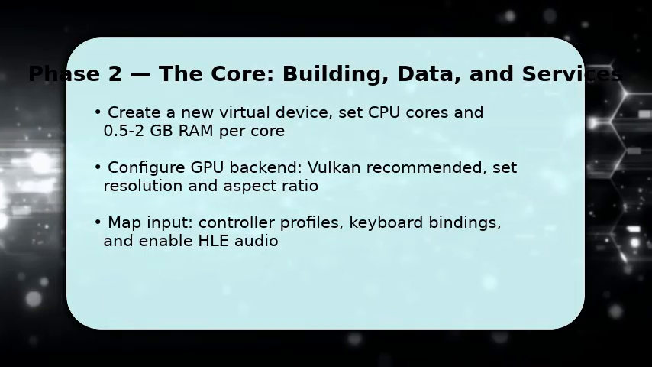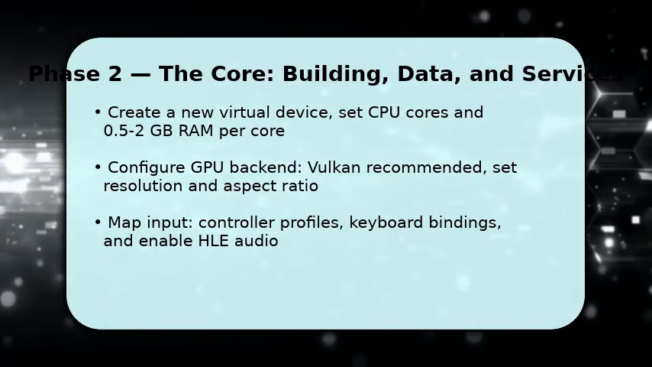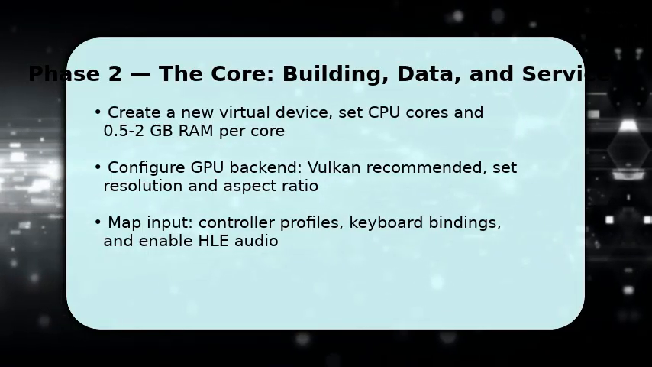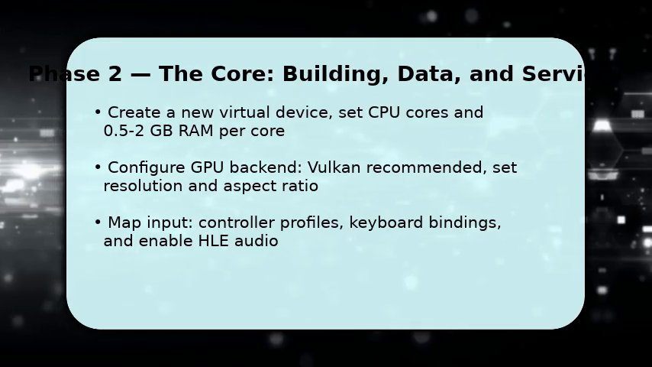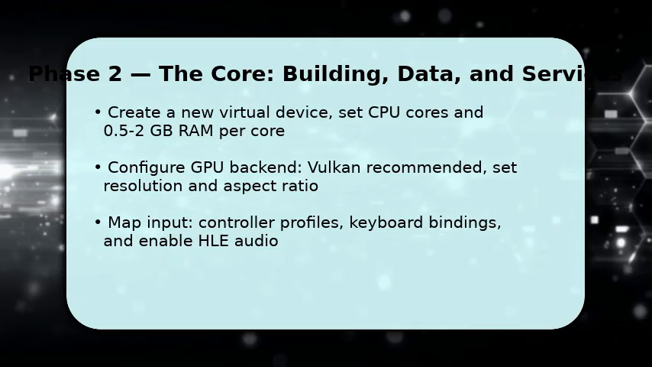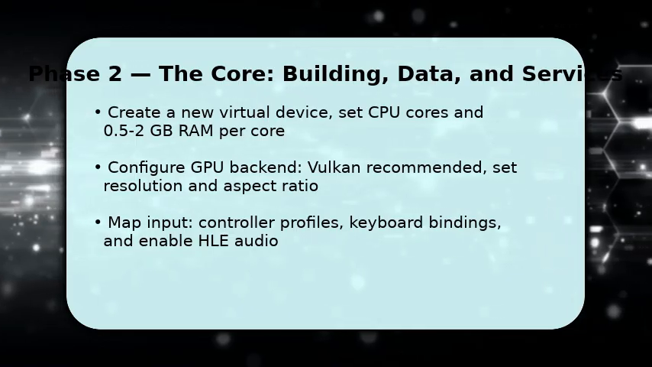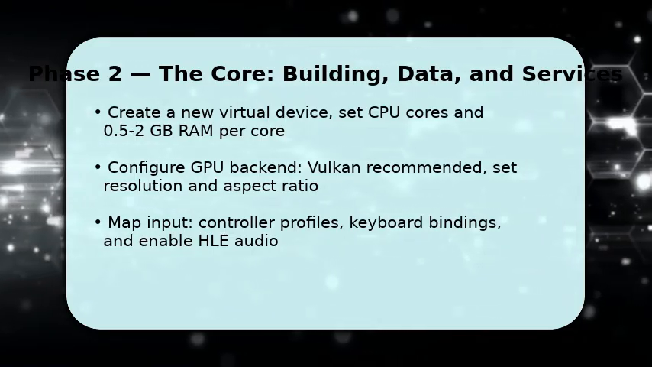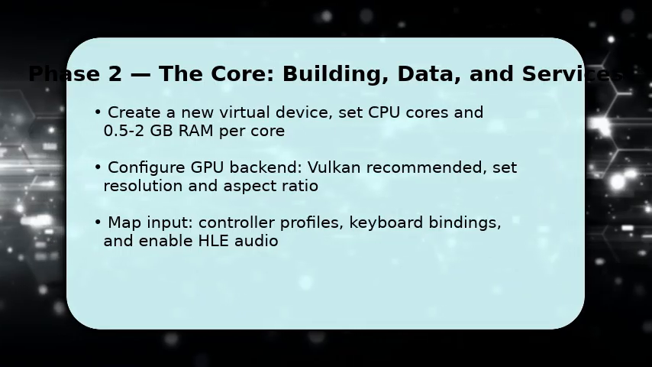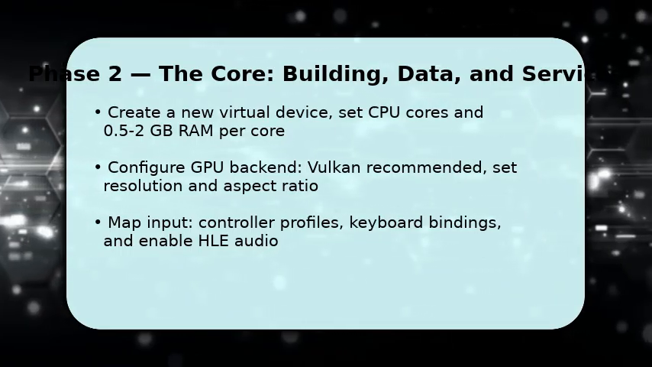Create a new virtual device and assign CPU cores along with 0.5 to 2 GB RAM per core so the system balances load. This prevents stutters. Then pick the GPU backend. Vulkan is recommended for speed, and set resolution and 16:9 aspect ratio to match displays.